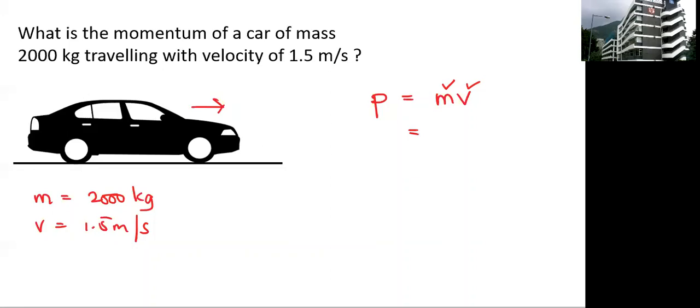Let's go ahead and do that. My m is 2,000 kilograms. My v is 1.5 meters per second. Okay, let's evaluate. 2,000 times 1.5, we're looking at the numbers first. That gives me 3,000. I'm now going to complete my answer by attaching the correct units. Okay, kilogram meters per second. Before I end, I check. I'm looking for momentum, and indeed I have the correct units here.